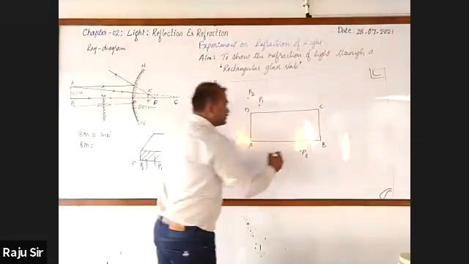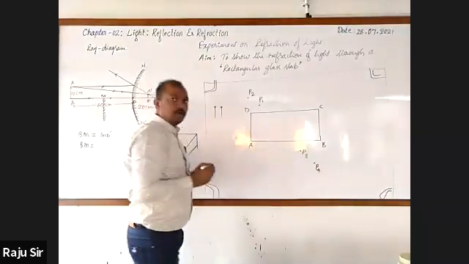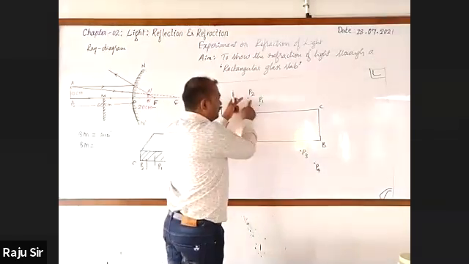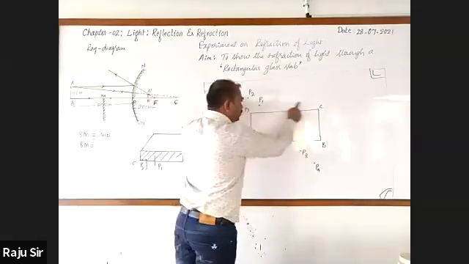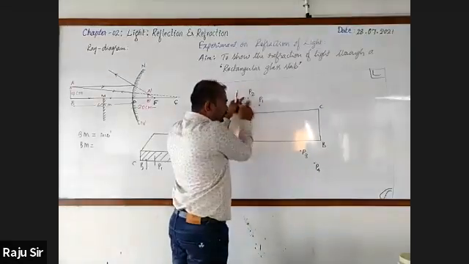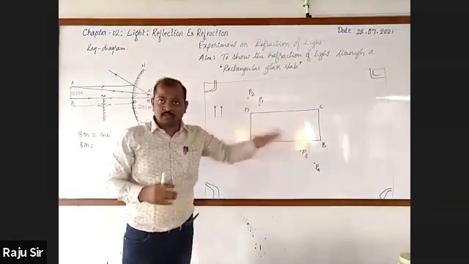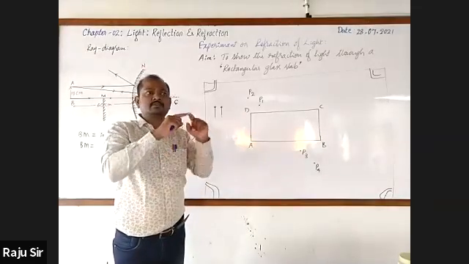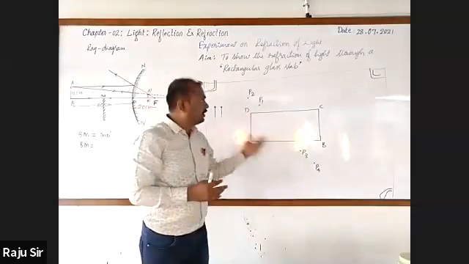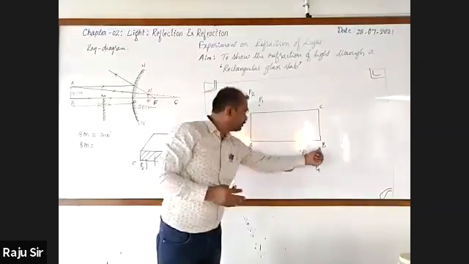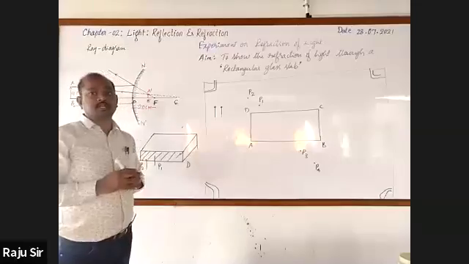Next, we will also fix the fourth pin. And when you observe P1, P2, P3, P4 through DC, from P2, they appear as if they are in the same line. If you look inside the glass, all the pins appear to be in a straight line. Not only that, you can also observe all the pins from P4 through AB. Again, they appear as if they are in a straight line.